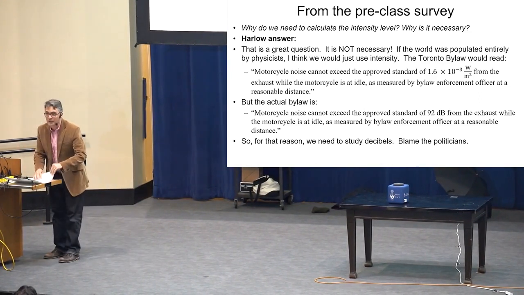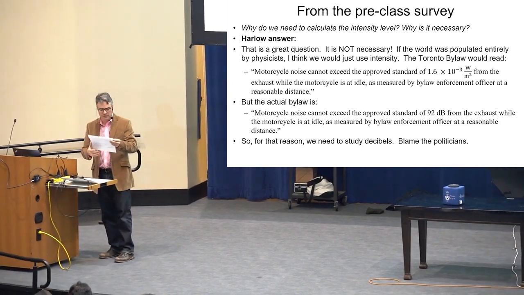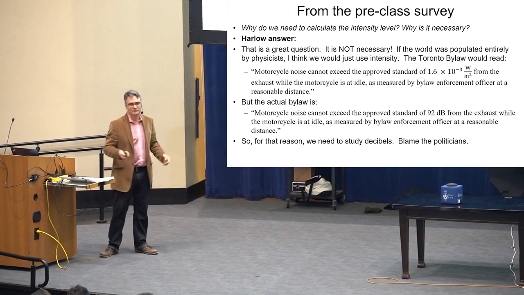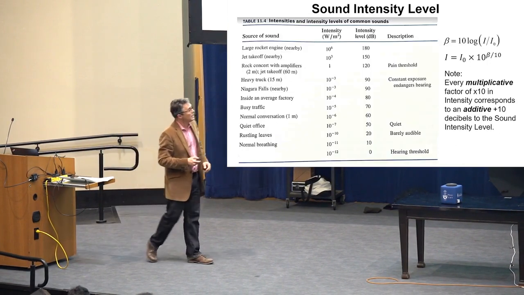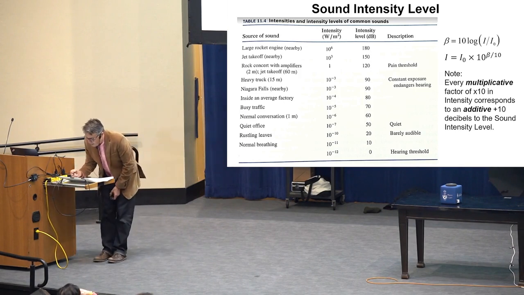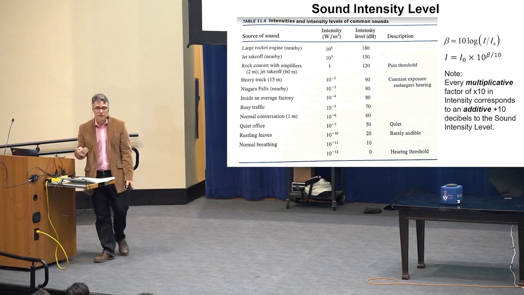But I don't know, it's really all that matters is the intensity, right? And so the intensity level is just a system that we've developed to kind of tell people what the intensity is. There's the table from your book, and what's interesting here is that for every multiplicative factor of times 10 in the intensity, which is the real thing, the watts per meter squared, you end up with a plus 10 in the decibel scale. That's how a logarithm works.